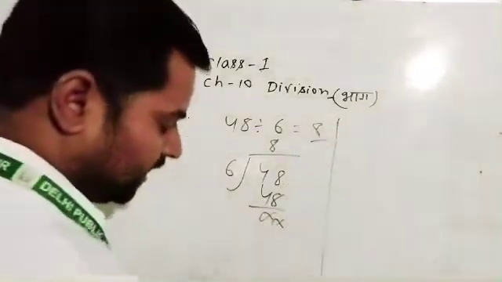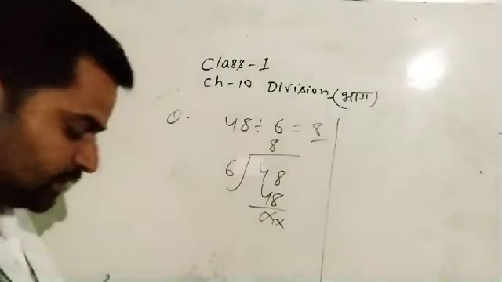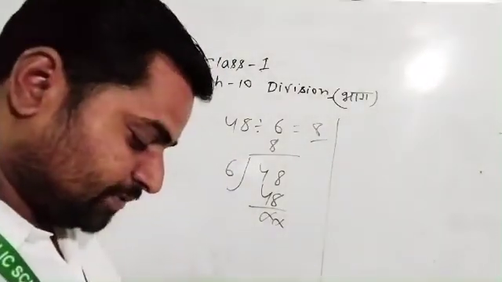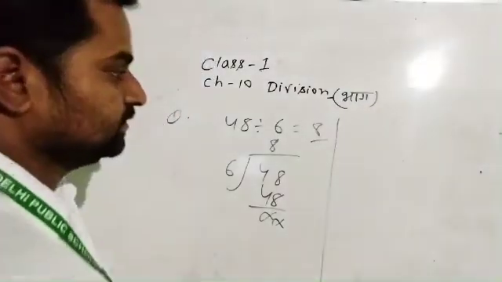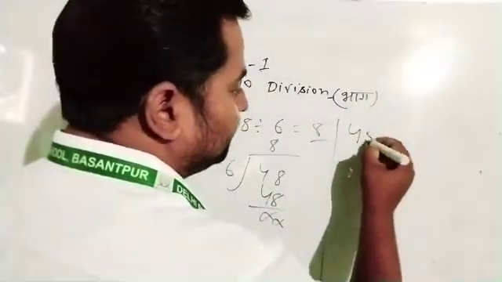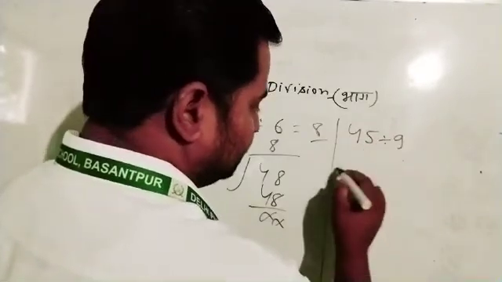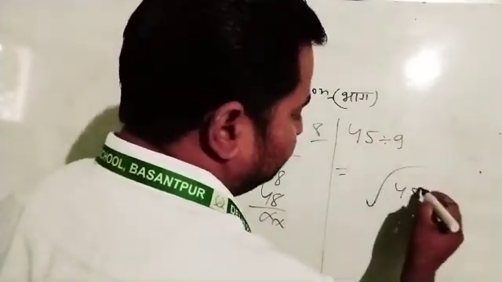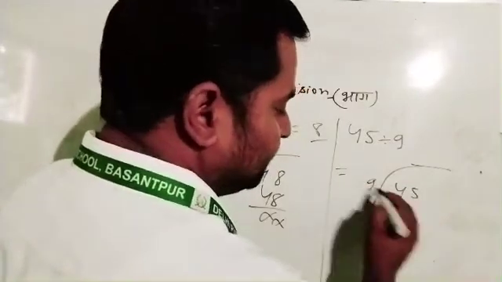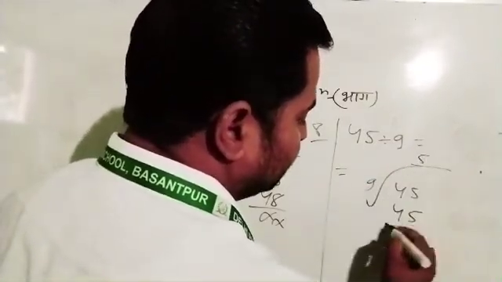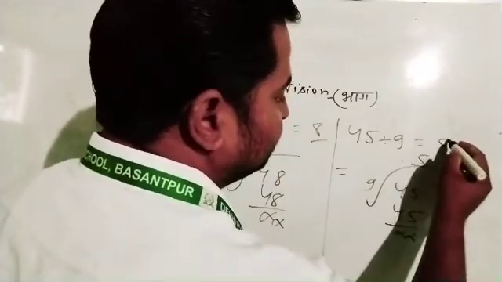And the next and last question. The cost of 9 chocolates is 45 rupees. Find the cost of 1 chocolate. This is very simple, 45 divided by 9. Students, you write 45, 9. 9 5s are 45. So your answer is 5.